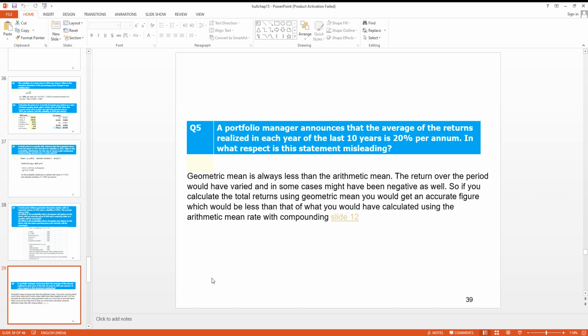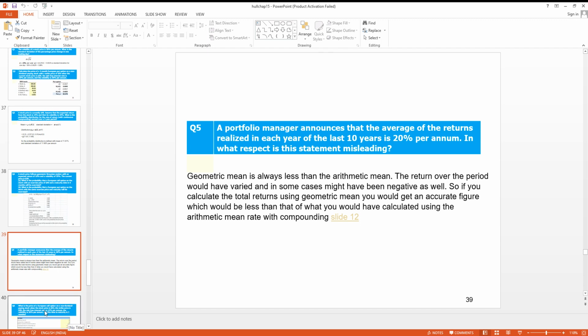Now, a portfolio manager announces that the average return for each year is 20%. In what respect is this statement misleading? Now, we know that geometric mean is always less than the arithmetic mean. So return of the period would have varied, and in some cases might have been negative as well. So if you calculate a total return using geometric mean, you would get a more realistic figure, which is less than what you would have if you had used arithmetic mean for calculation.